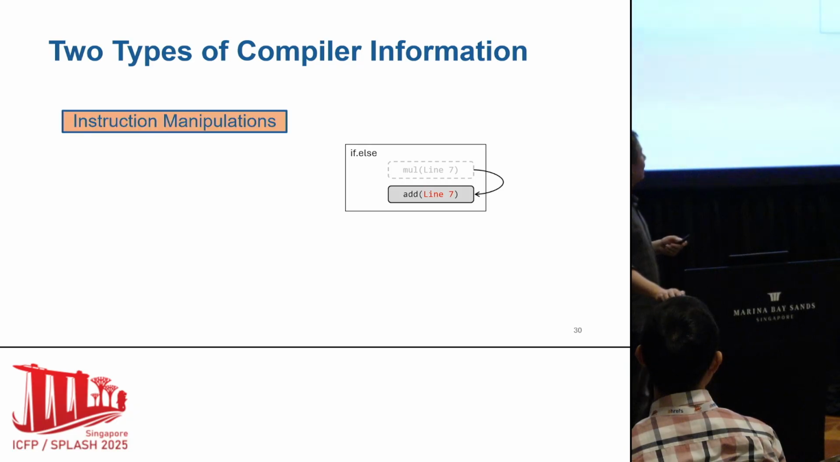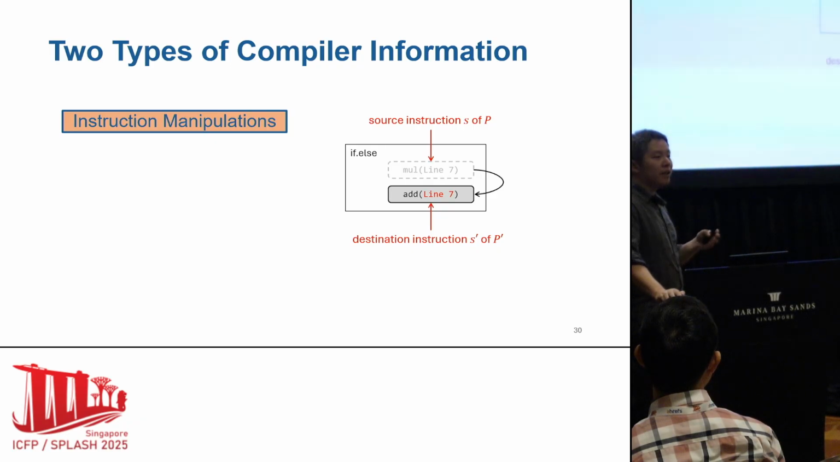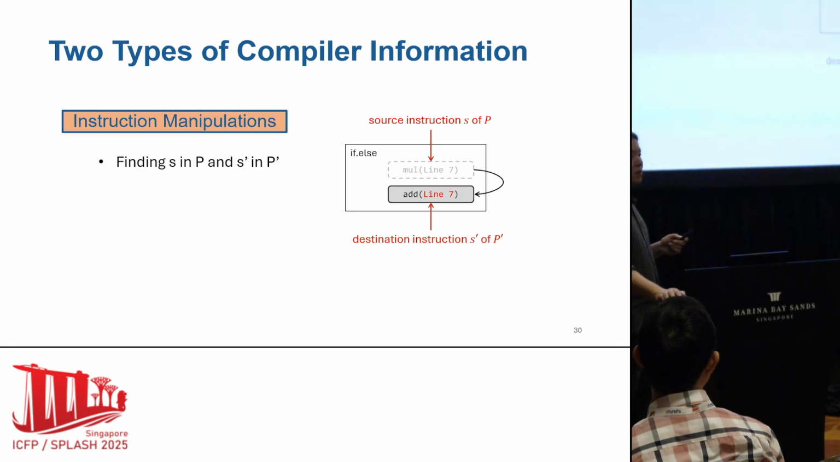So we can actually instrument the compiler to tell us the instruction manipulations. With the help of this instruction manipulation, we are able to find that the source instruction S in the unoptimized code is this multiplication instruction, and the destination instruction S prime in the optimized counterpart is this addition instruction. Again, because the compiler is a deterministic algorithm, if we instrument those critical APIs, we should be able to derive these facts. In other words, we can find the correspondence between instruction S in P and the corresponding S prime in P prime. That's the first piece of information.